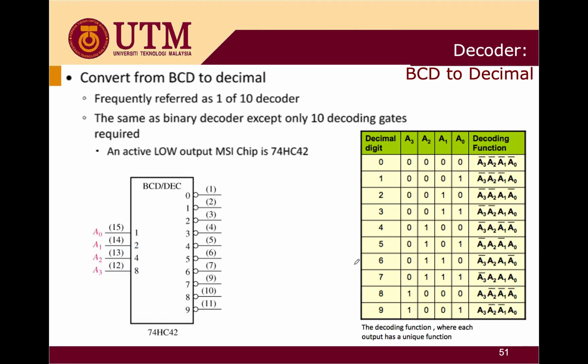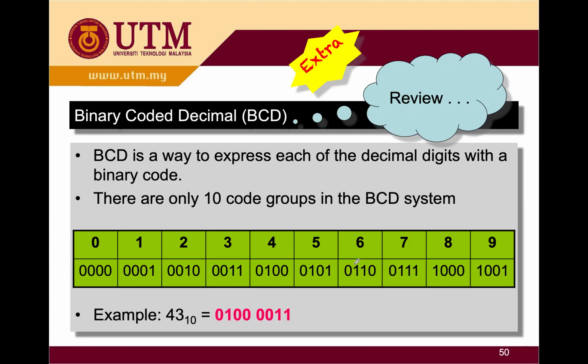And we're going to do, before we go deeper on our BCD, still under decoder, but there is another one which is under BCD to decimal. You can see that your BCD is basically binary coded decimal. BCD is a way to express each of the decimal digits with the binary code. So there are only 10 group codes for the BCD system. So this is the code from 0 to 9. You can see that you have 10 code groups in the BCD system.